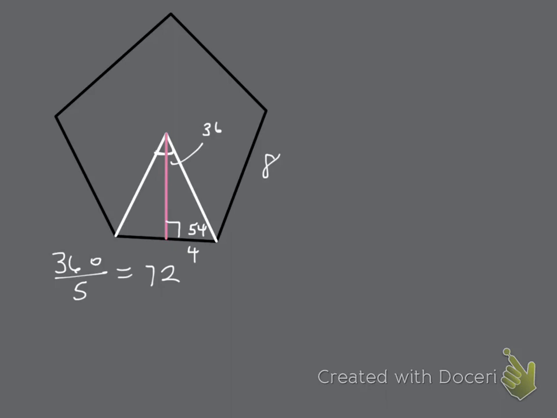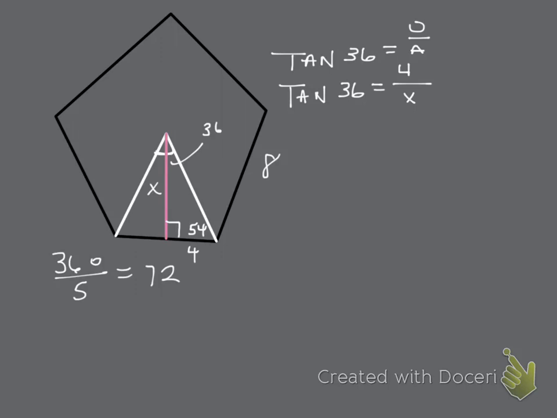So given the 4, that's the opposite. If I use my tangent, so I could use tangent of 36 degrees, that means I need to use opposite over adjacent, right? So tangent of 36 is going to equal the opposite, which is 4, over my adjacent, which is now going to be x, or the apothem that I'm looking for, right?